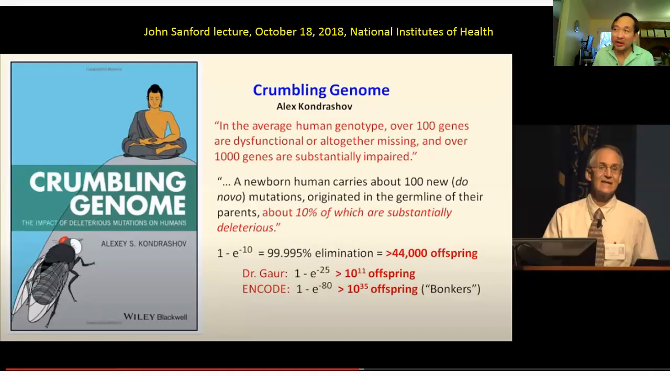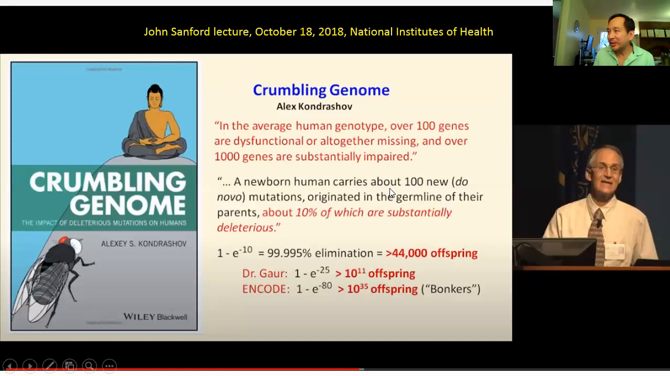And he cites one of his colleagues at Cornell, who was also at the NIH at some time in his career, Alexei Kondrashov. Kondrashov wrote this book, The Crumbling Genome, and he says, in the average human genotype, over 100 genes are dysfunctional or altogether missing, and over 1,000 genes are substantially impaired.